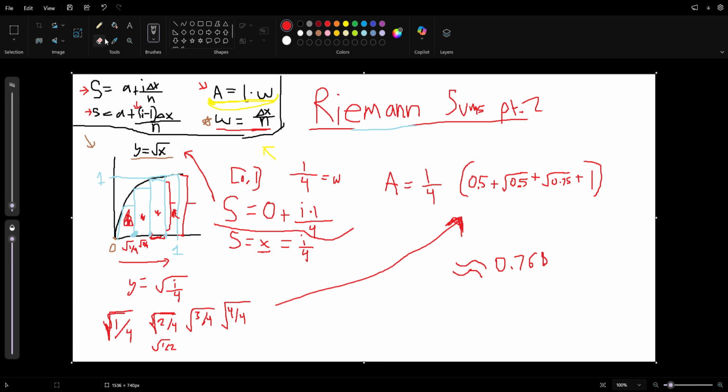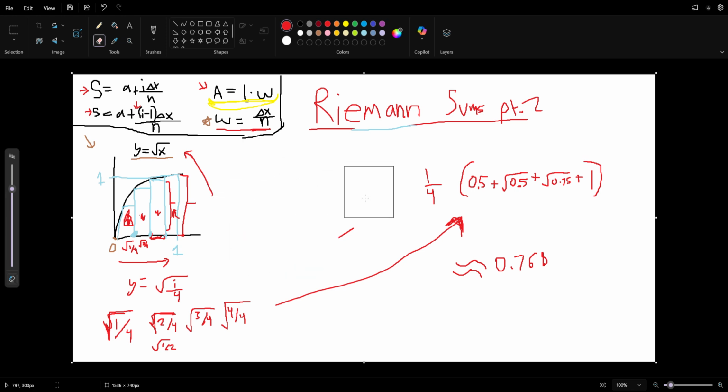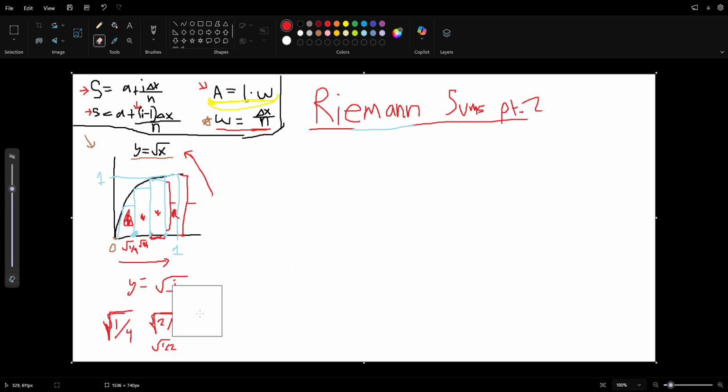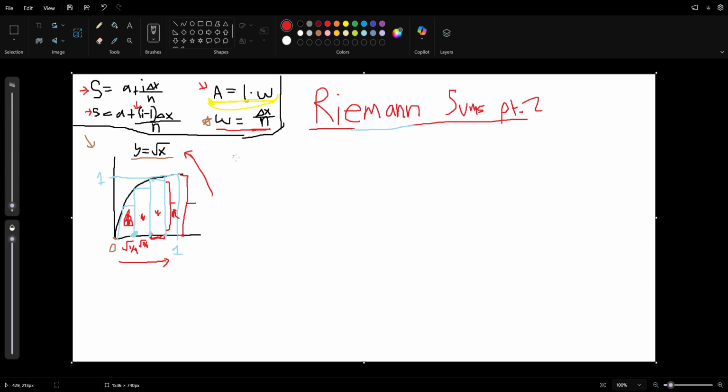Okay, let me erase all this. Okay, now, the lower sum. So we already know that the width is 1 over 4, because we calculated that in the last part. So now we have to calculate the lower sum, which is this little s in the top left. So calculate that by saying that the sum, or x value, is the same thing.